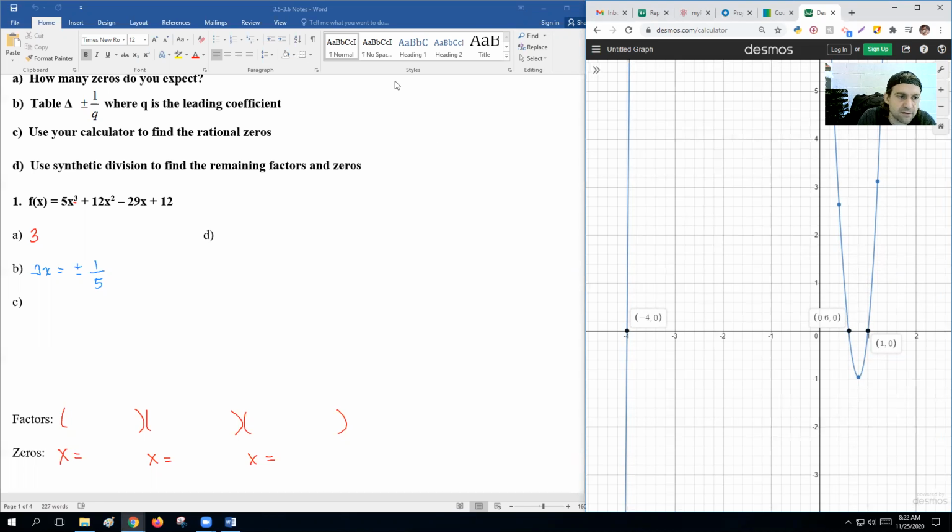We would have -4, we have 0.6, and we have 1. And if we really wanted to right now, we can say that our zeros are x equals -4, x equals 0.6, and x equals 1. Now, how we can get our factors is by using synthetic division. This first problem actually works out super nice, so we didn't have to do synthetic division for this, but we're going to go through it just to practice this here.